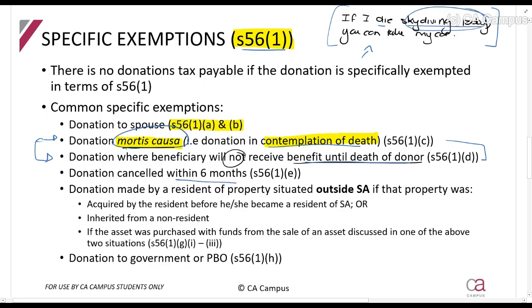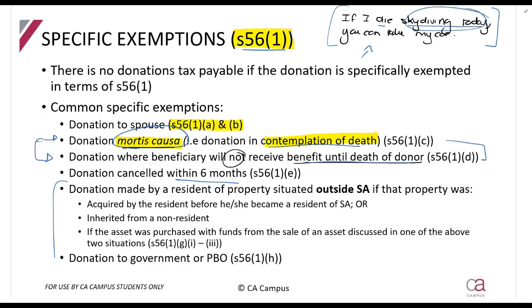Right, if you cancel a donation within 6 months, so I make a donation to you today, 3 months later I say to you, sorry, I've changed my mind, then there's no donations tax, it will be exempt. Right, there might have to be a refund if you've paid it already. This one I want you to just pay attention to.